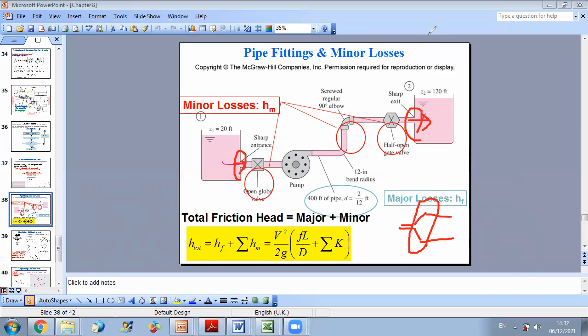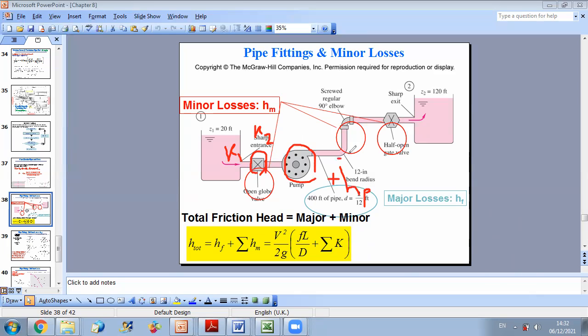Okay, so here you have K1 at inlet. You can get it from a table. You have for the open globe valve a certain coefficient K. This is K2. The pump, how to take it into account? You should add plus H pump to your P1 over rho g plus V1 square over 2g plus Z1. Okay, so this is how you account for the effect of your pump in your energy equation.